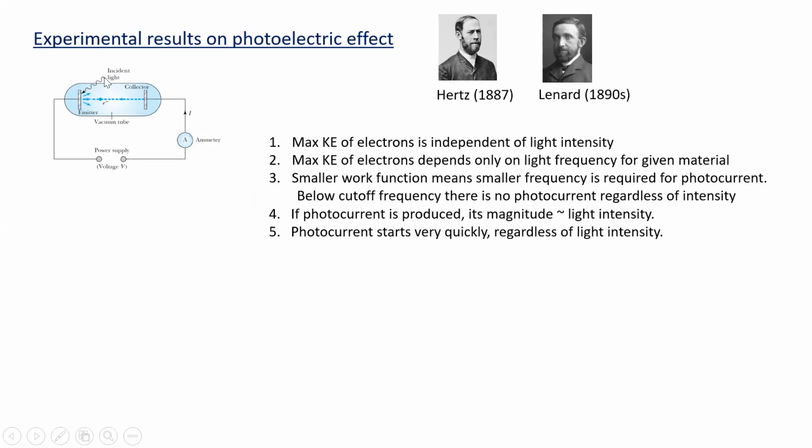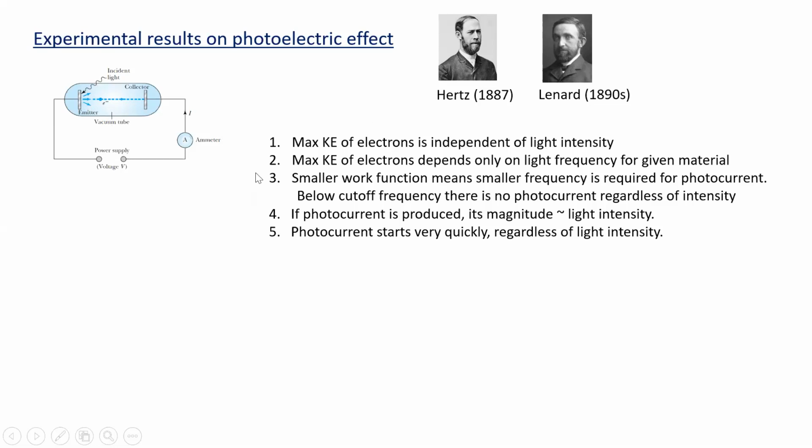Okay, so if we take red light, let's say, and we're getting a current going through here, if we crank up the intensity, we don't get a greater maximum kinetic energy of these electrons, as measured by how much voltage we have to put on to stop those electrons. So the back voltage we need to stop the current is equal to the maximum kinetic energy of the electrons going across. That's independent of the light intensity.